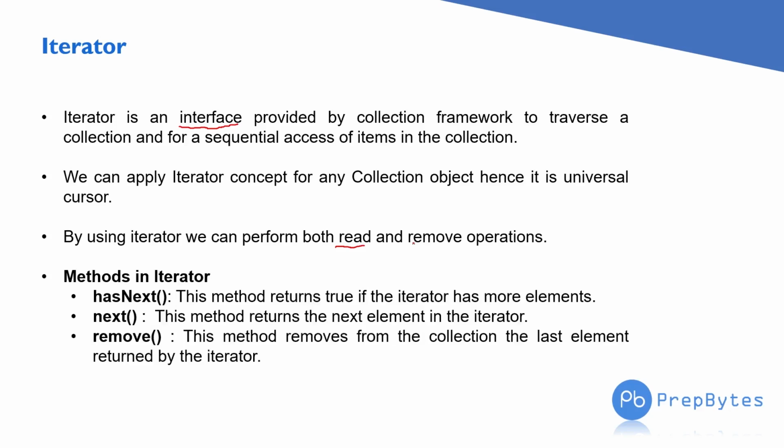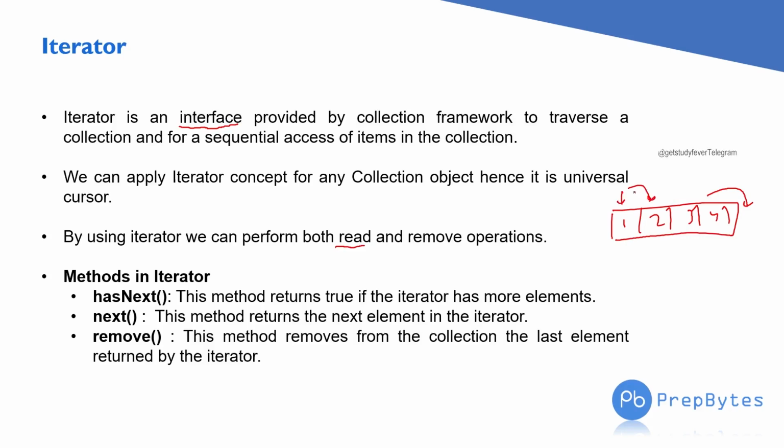The methods in iterator are hasNext, next, and remove. There are three methods. If I have my collection, that is 1, 2, 3, and 4, and there is a next element, that is hasNext. If there is a next element, then it will return true. If I am at the end and there is no next element, then it will return false. The second method is next, which returns the next element. So the first method returns true or false, whether there is a next element or not. The second method returns the next element. If I am here and I call next, it will return me a 2, that is, the next element is 2.